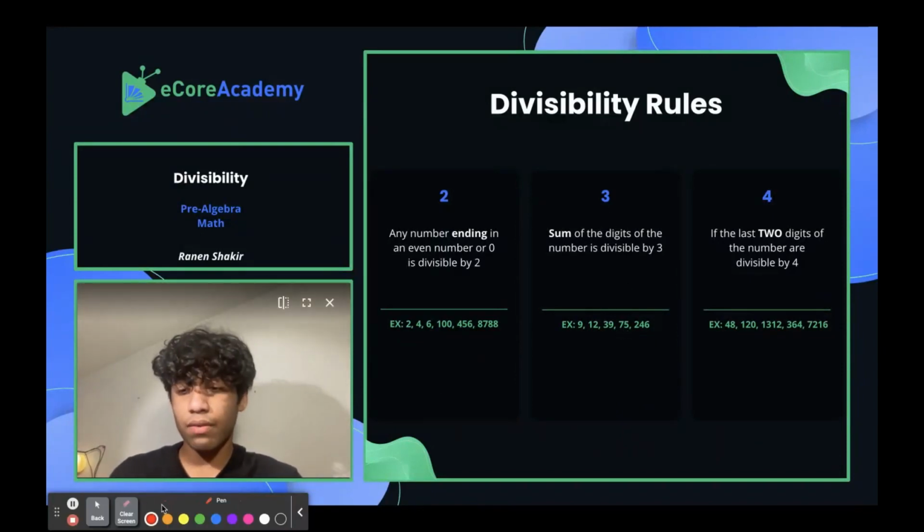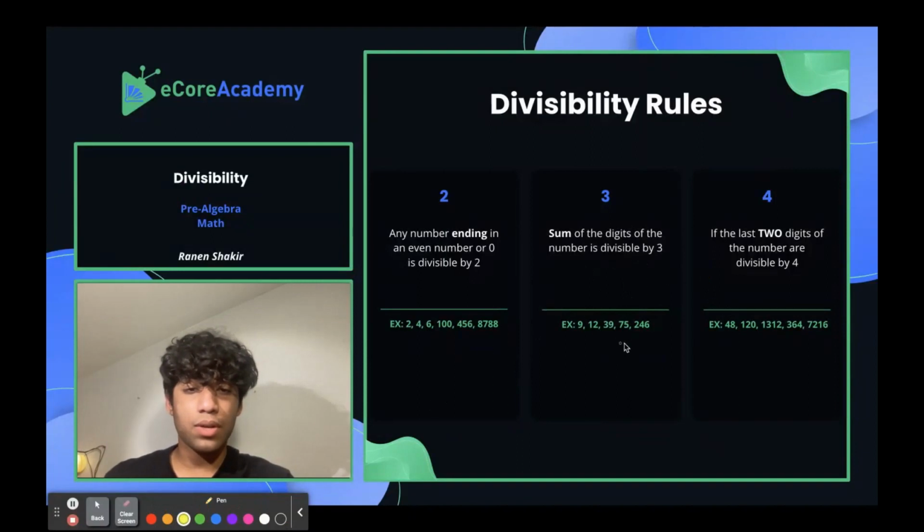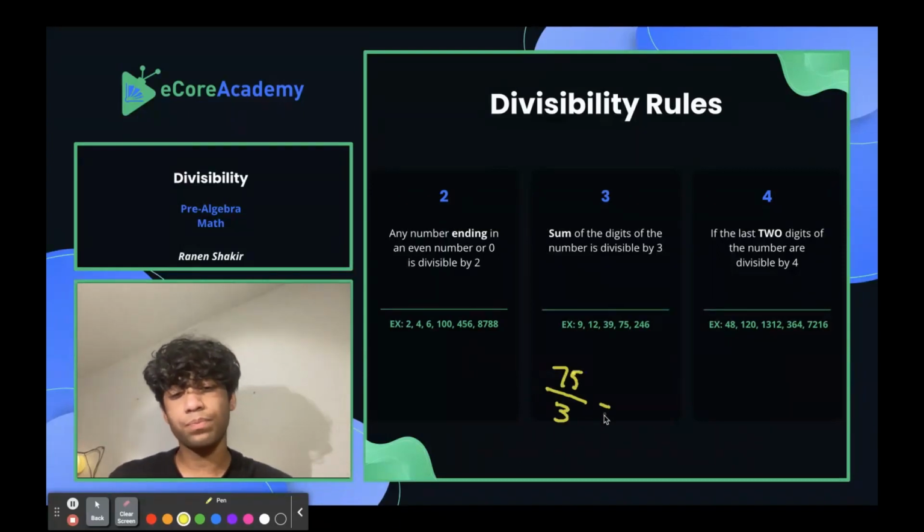So you would have 75 divided by 3. Here, let's write it out. You would figure out what 75 is divisible by. You would have 75, and you could divide that by 3. And that would give you, so 3 times 2 would give you 6, and you carry the 1, it would give you 25.